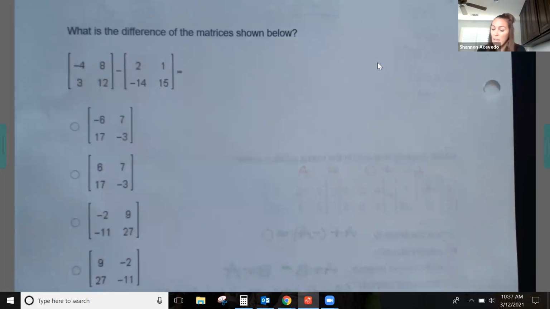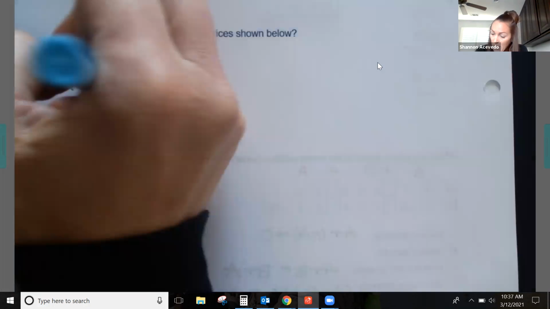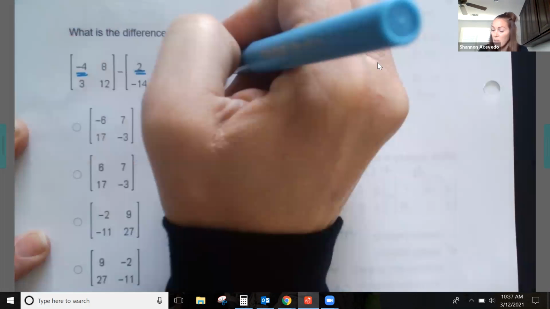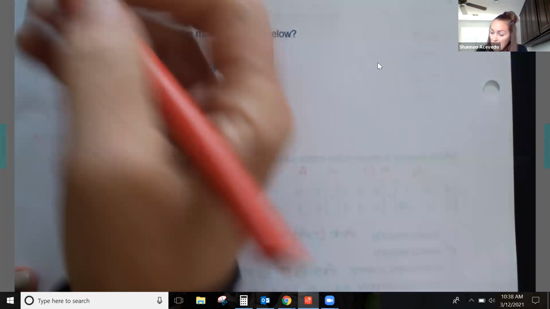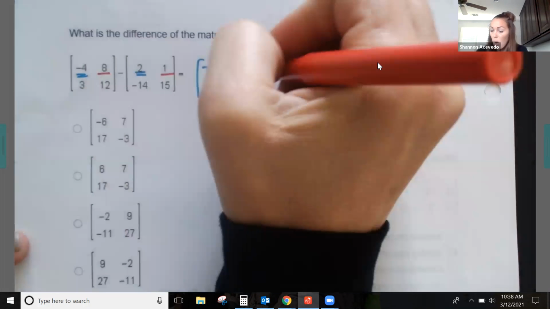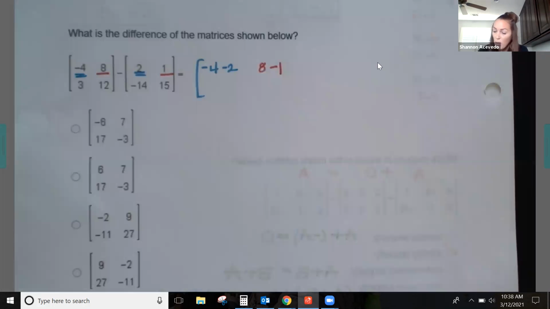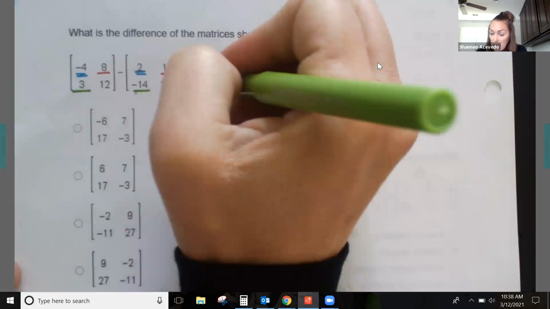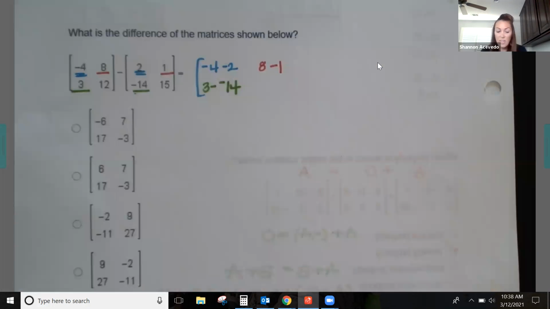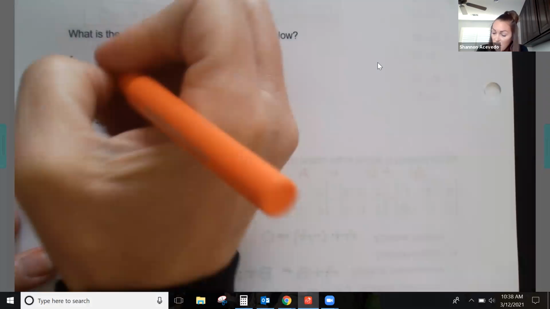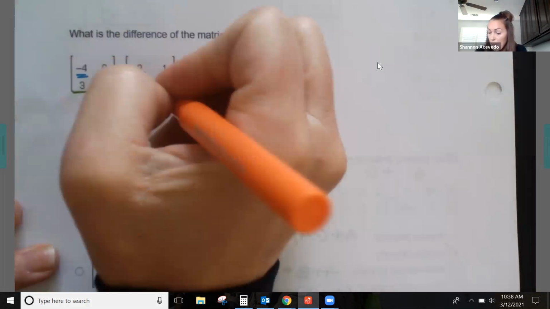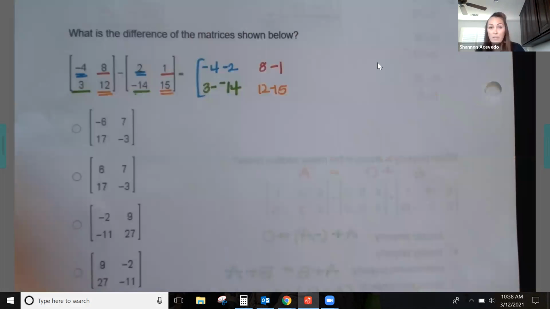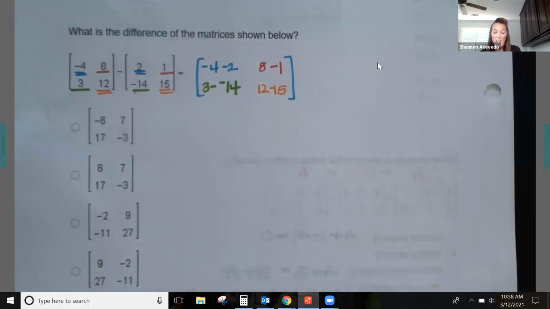So what do I mean by that? This is going to be -4 minus 2. This is going to be 8 minus 1. This is going to be 3 minus a -14. And then this is going to be 12 minus 15. So you want to make sure that you have that minus for each and every one of them. And then I would just go ahead and clean it up.